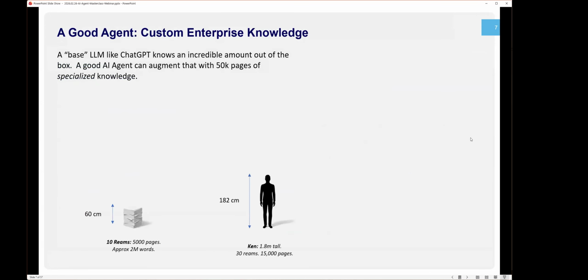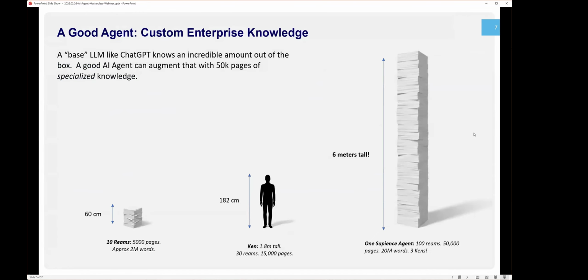And so just to give you a visual reference of the knowledge that a good AI agent can hold, imagine you had your own personal version of ChatGPT that knew everything about you, your business, your customers, your problems, your support tickets, everything, right? So a good AI agent is built around an AI model, so it knows everything an AI model does, but then can be augmented with about 20 million words of custom knowledge for your environment, which is 50,000 pages of paper.